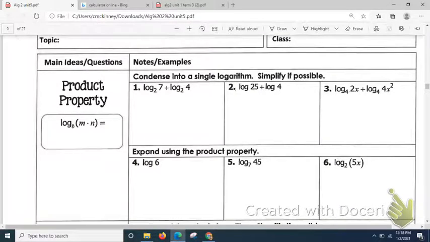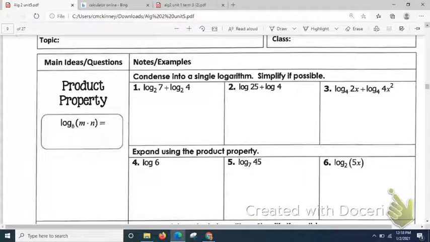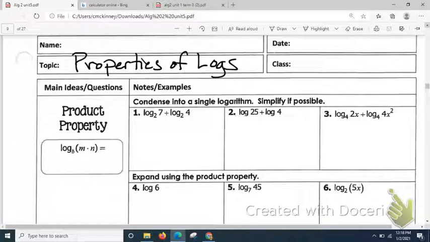All right, so from there, if you will switch back into your Unit 5 packet, this is on page 9. And this topic is properties of logs. Remembering that logs and exponentials have a relationship should help you know why these log properties work the way they do.